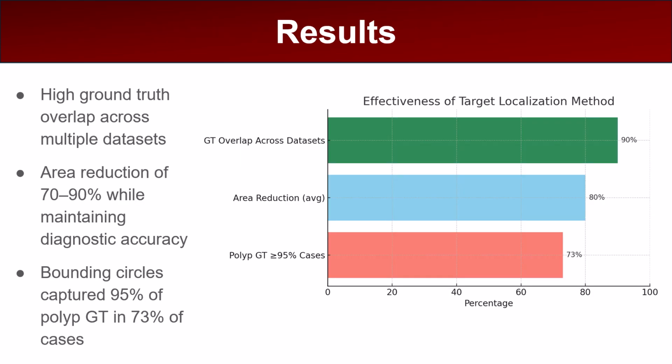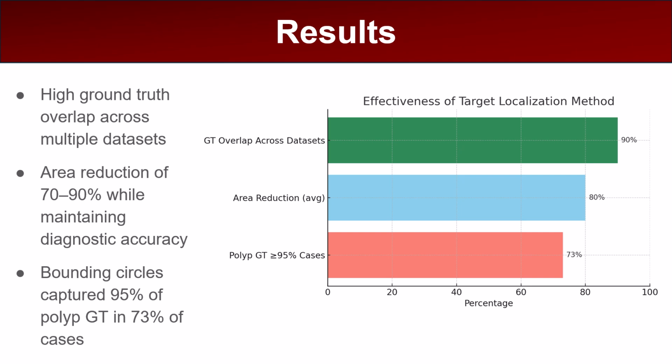Here, we see how well the method actually performed across multiple biomedical imaging tasks. Across all test datasets, the method achieved an impressive average ground truth overlap of 90%. This means that despite being a lightweight pipeline with no deep learning involved, it was still able to accurately localize the regions of interest. In parallel, it achieved an average image area reduction of 80%, which indicates it discards irrelevant parts of the image and focuses only on the most informative sections. This is a critical advantage for resource-constrained settings where computational efficiency directly affects diagnostic speed and cost.